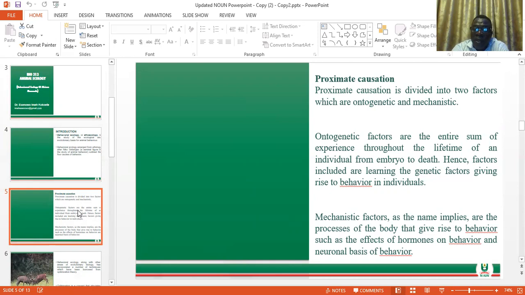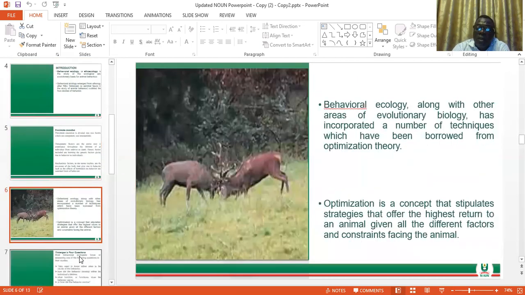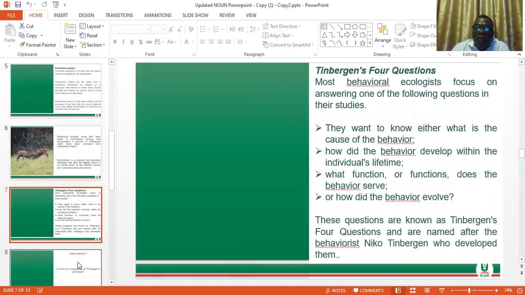You also have the mechanistic factor. As the name implies, these are the processes of the body that give rise to behavior, such as the effects of hormones on behavior and the neuronal basis of behavior. Like I said, there are four questions that this theory is based on.